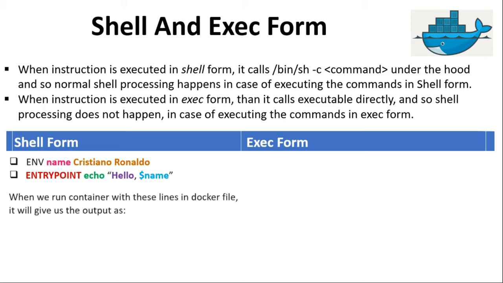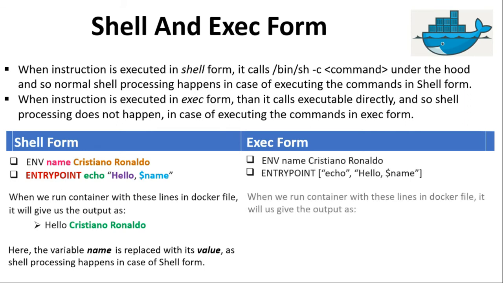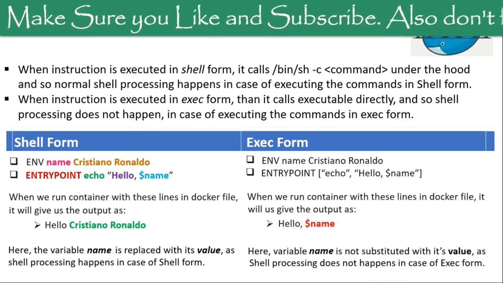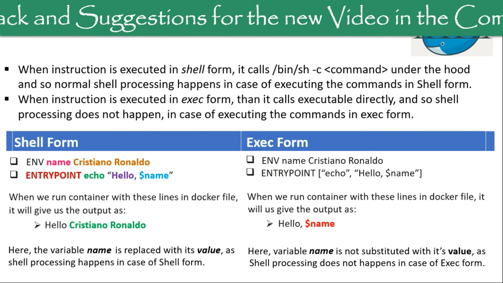So friends, when we run the container which has these 2 lines in the Docker file, we will see the output as hello Cristiano Ronaldo. So by seeing the output, we can confirm that here the variable name is replaced with its value. And friends, the reason why it happened is because the Linux shell processing happens whenever any command is executed in the shell form. Now friends, when we execute the same entry point instruction in exec form, then we will see that the variable name will not get substituted with its value, because the Linux shell processing does not happen when the commands are executed in exec form.